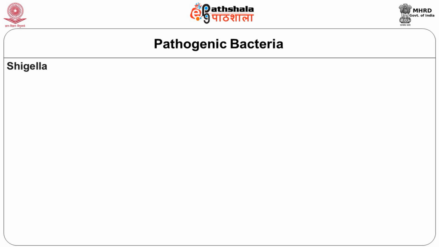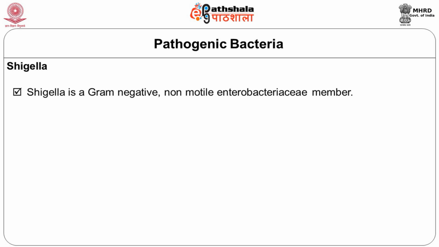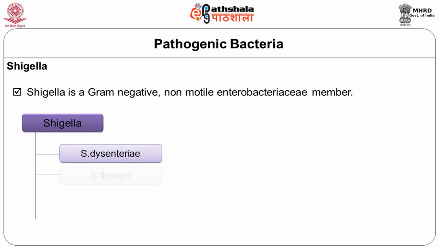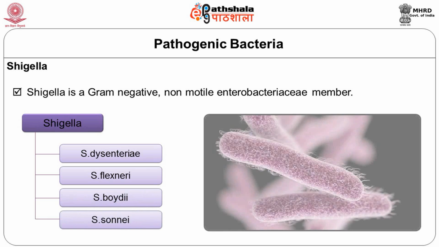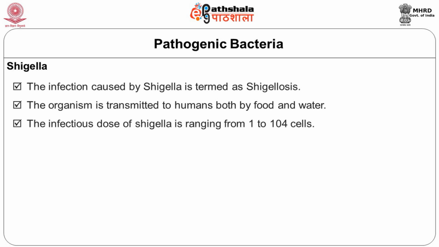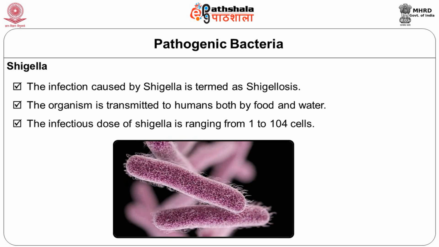Shigella is another pathogen in the bacteria that we are worried about in food safety. It's a gram-negative non-motile Enterobacteriaceae member. There are 4 groups of Shigella differentiated by a combination of biological and serological characteristics such as dysenteriae, flexneri, boydii and sonnei. The infection caused is termed shigellosis. The organism is transmitted to humans both by food and water. The infectious dose for this particular organism is 10 to 10 to the power of 4 cells.